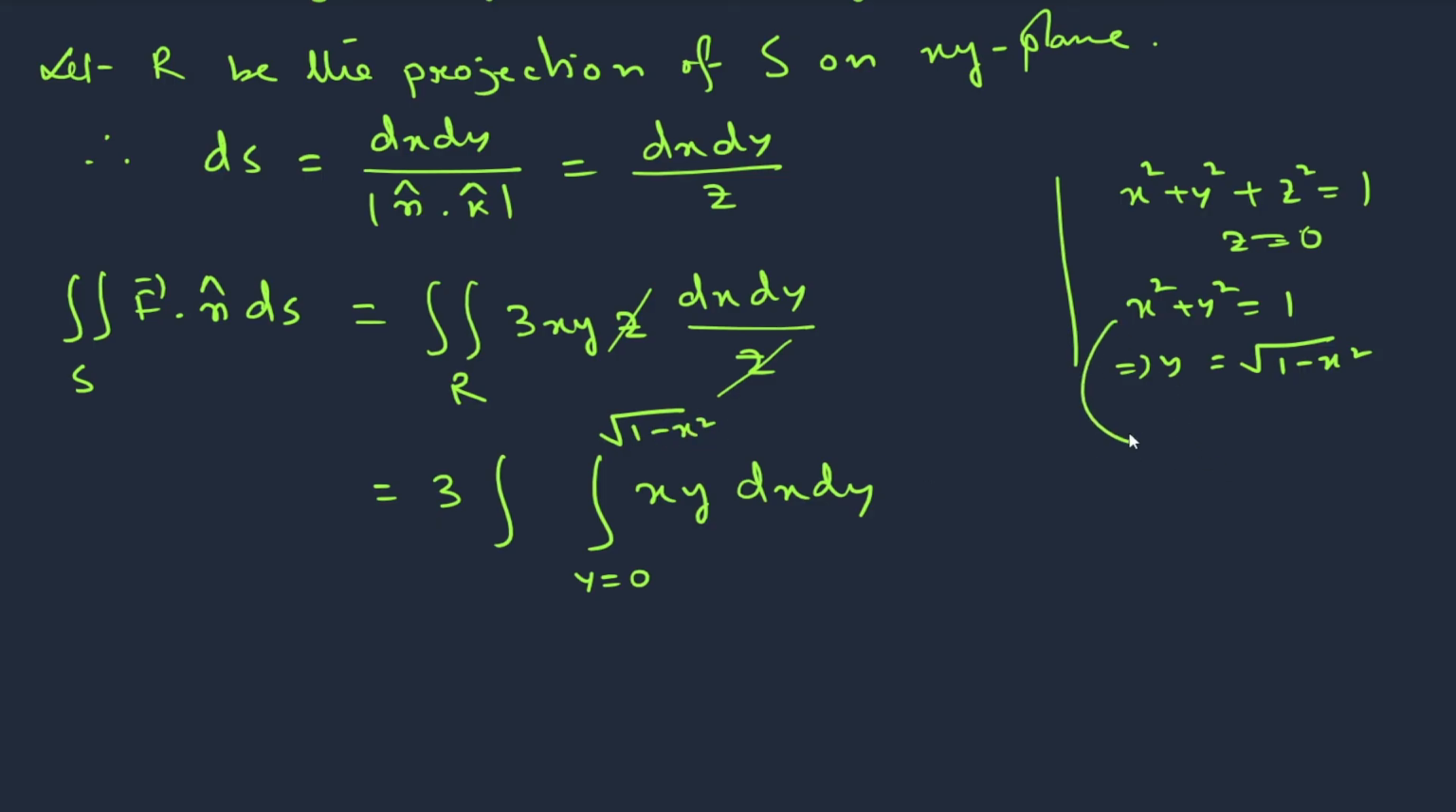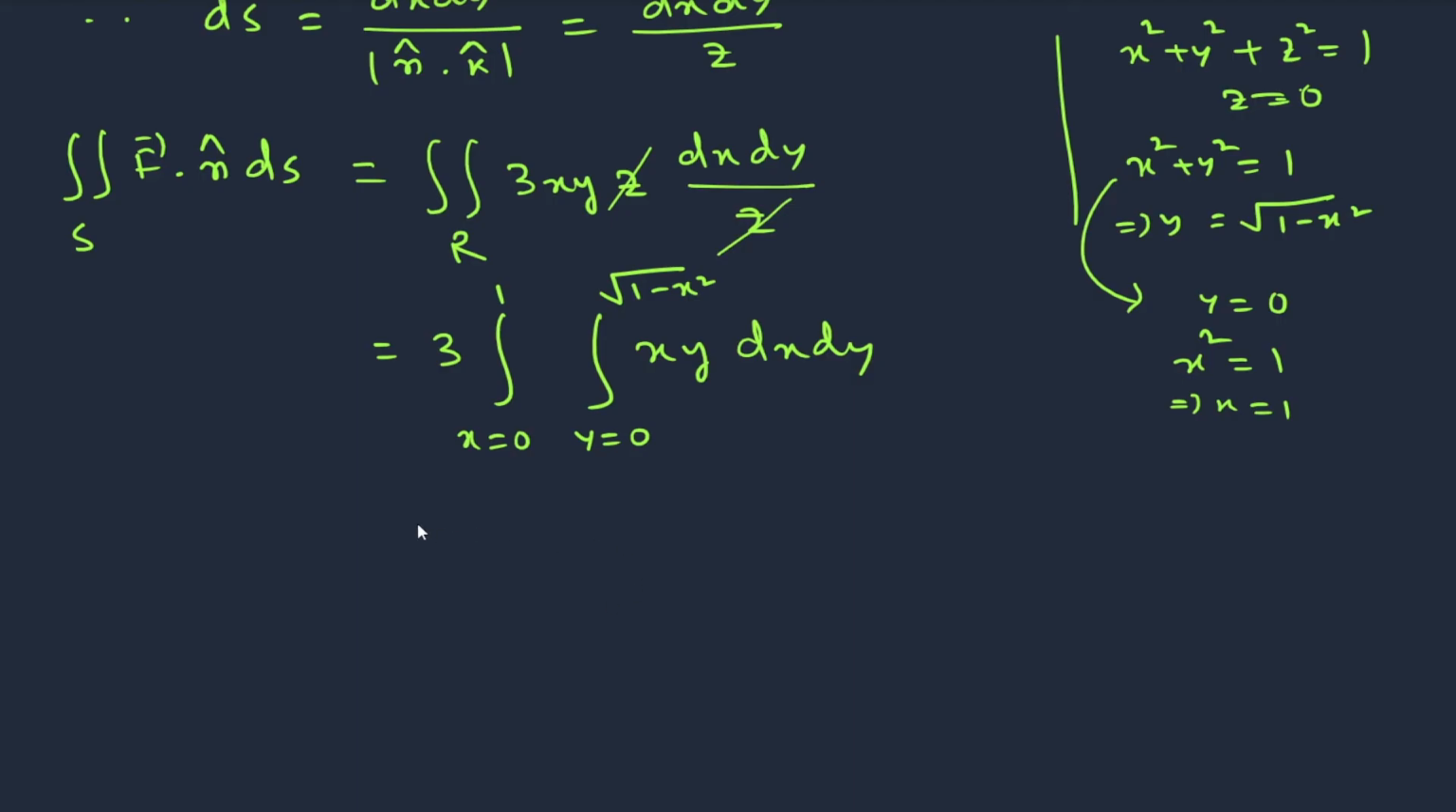Then what we will do? Now we will find the limit of x. When we find the limit of x, we have to put y equals to 0. So if we put y equals to 0, we get x square equals to 1. If x square equals to 1, the value of x is plus minus 1. But since we are in the positive first octant, x cannot be negative. So x equals to 1. So limit of x is 0 to 1. Okay. Now simply you have to integrate it.